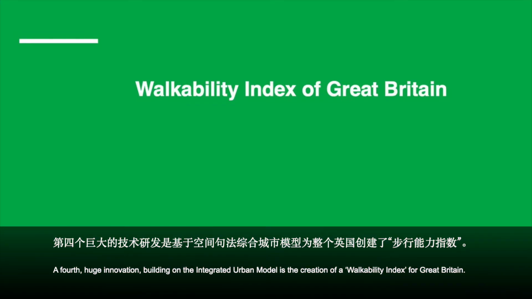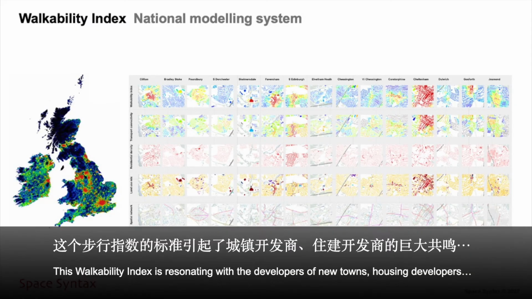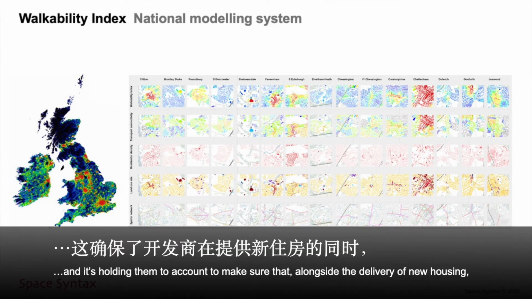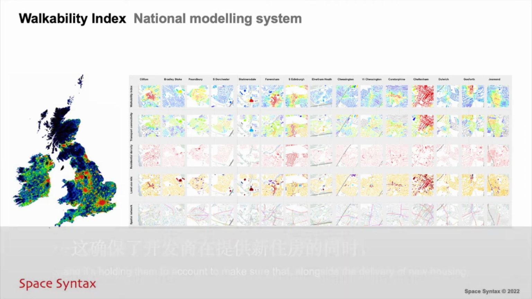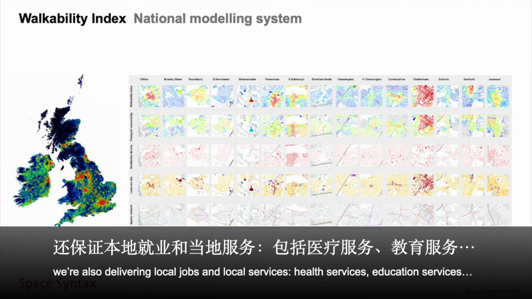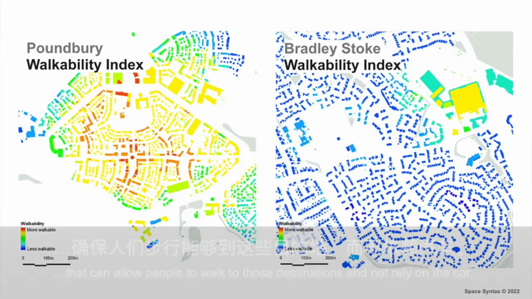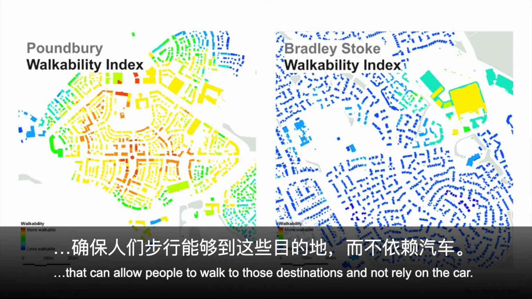A fourth huge innovation building on the integrated urban model is the creation of a Walkability Index for Great Britain. This Walkability Index is resonating with the developers of new towns, housing developers, and it's holding them to account to make sure that alongside the delivery of new housing, we're also delivering local jobs and local services, health services, education services, that can allow people to walk to those destinations and not rely on the car.